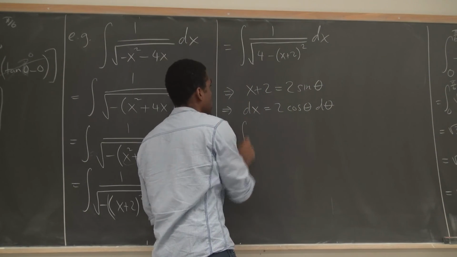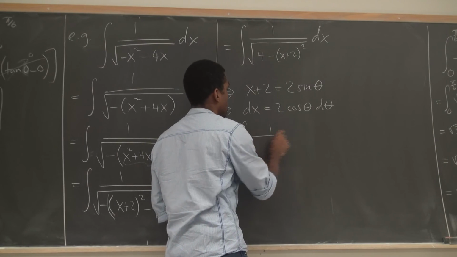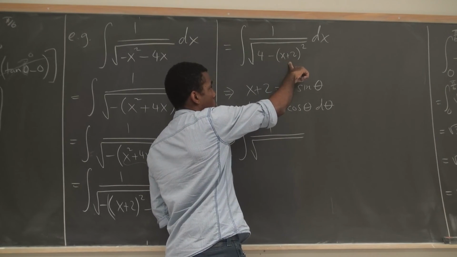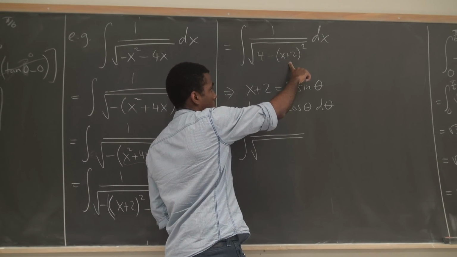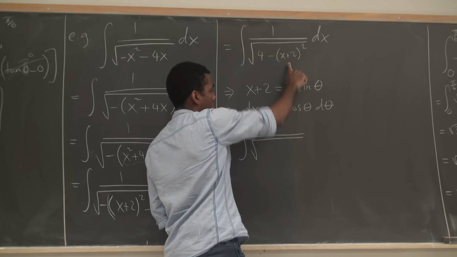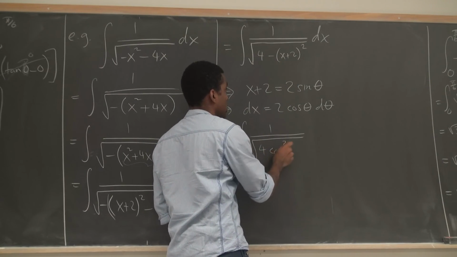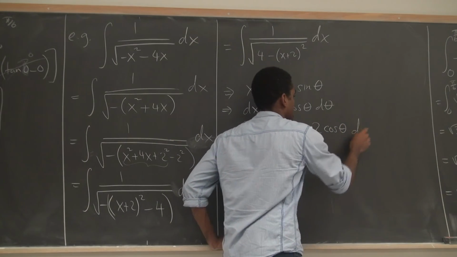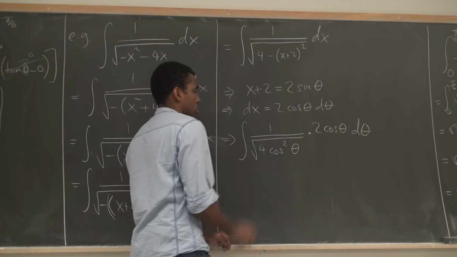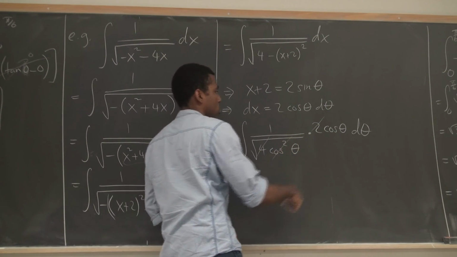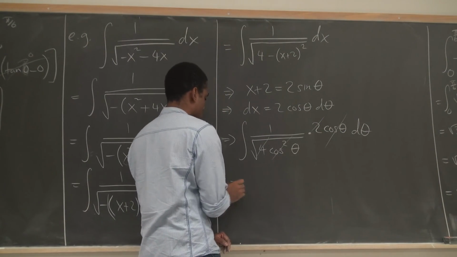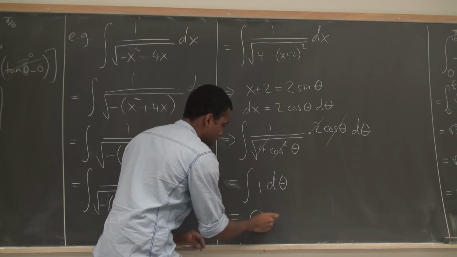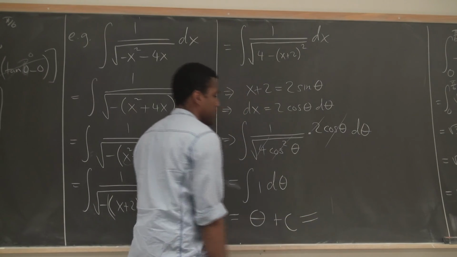This means the integral becomes 1 over the radical of 4 minus 4 sine squared theta. So this just becomes 4 cosine squared, times 2 cosine theta. So the 4 cancels the 2, the cosine squared radical cancels this. I end up with the integral of 1 d theta, which is theta plus c, which is?